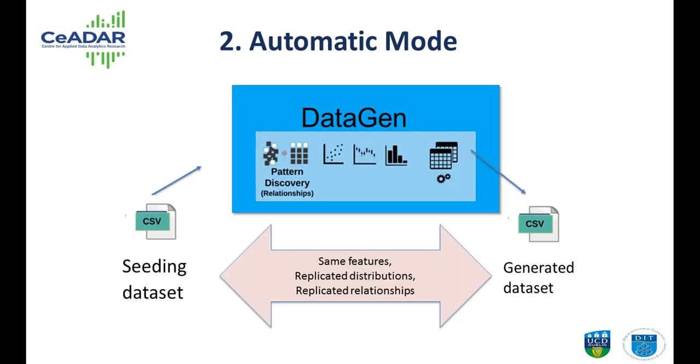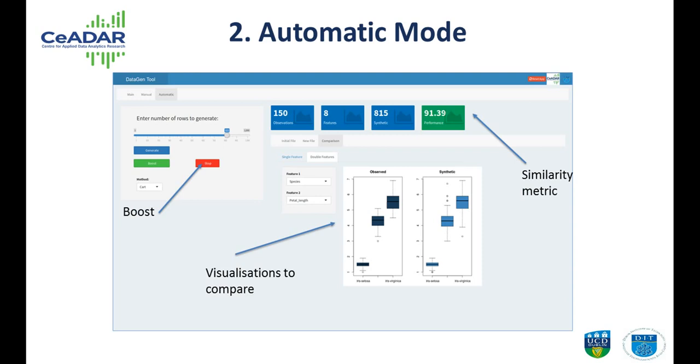The other way to generate the dataset is via automatic mode, where a sample dataset is used. Once the dataset is uploaded, DataGen automatically discovers the features, their values and distributions, and interfeature relationships. It then uses these patterns to generate a new, similar dataset.